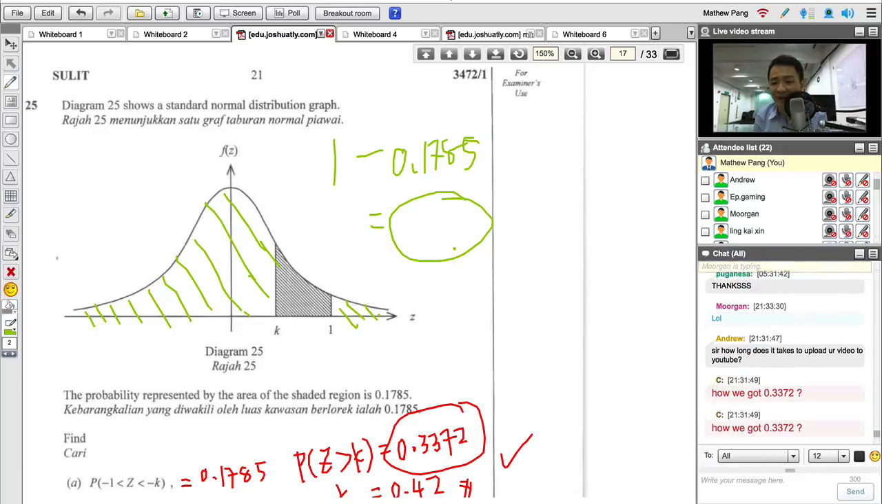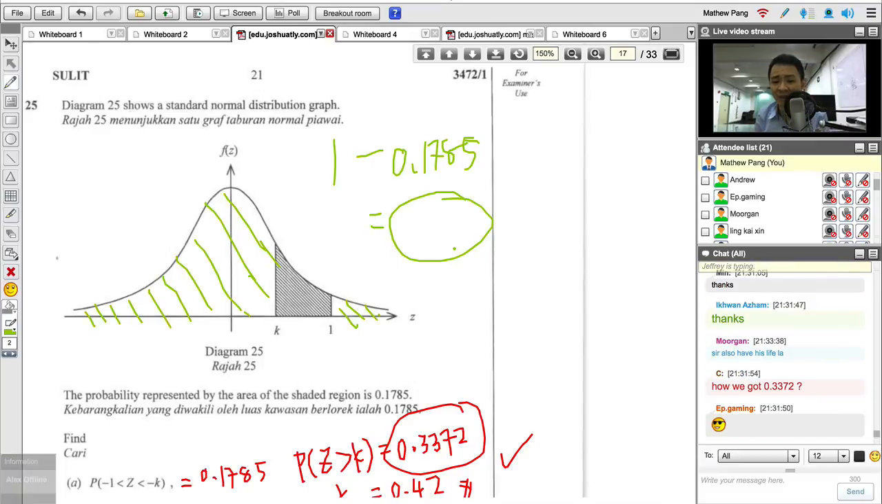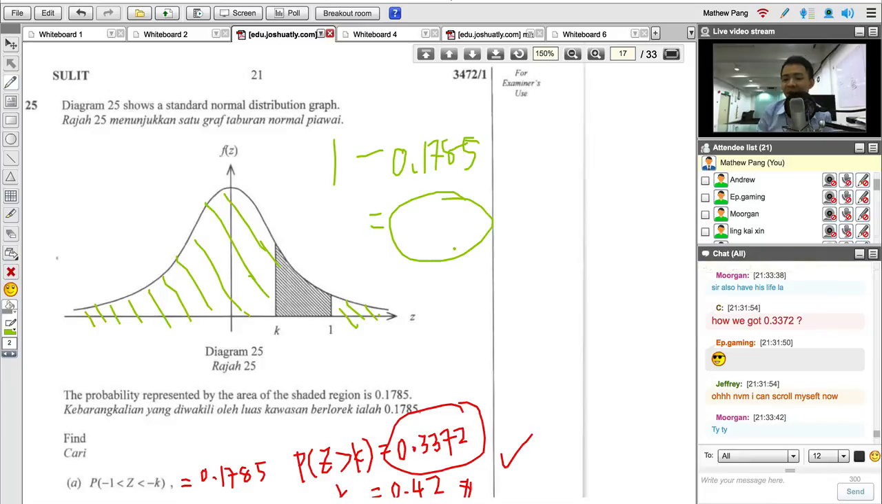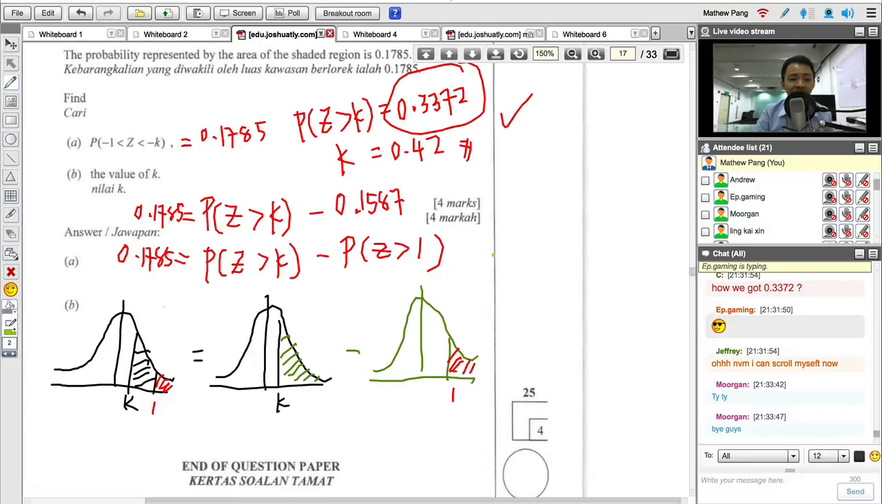How did we get the 0.3372? Or do you want to see how we got the 0.7? Yeah, it's very simple. Because this one minus this one, we will get 0.172. So we get Z bigger than 1 is this value, right? Move to this side, it's just plus it.